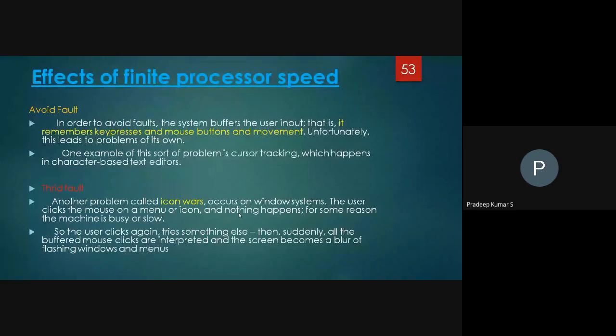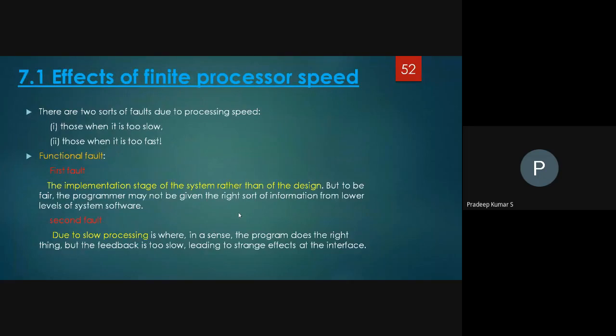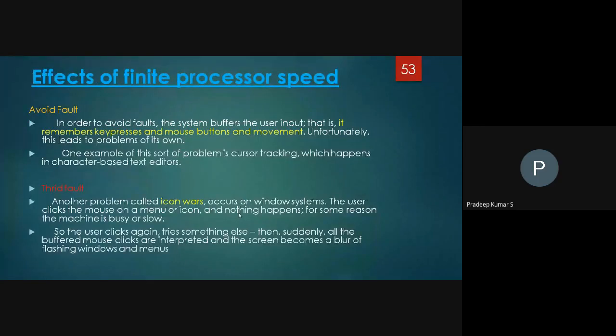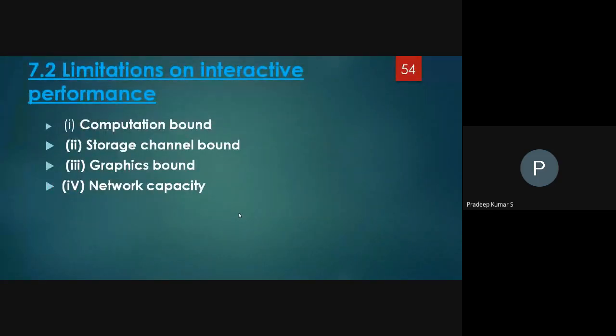So in total there are three types of faults at process time. One is the icon bar, the next is the implementation stage, and the second is slow processing. Next is the limitation on interactive performance. We will discuss four types: computation bound, storage channel bound, graphics bound, and network capacity. We have to see them one by one in an elaborated manner.